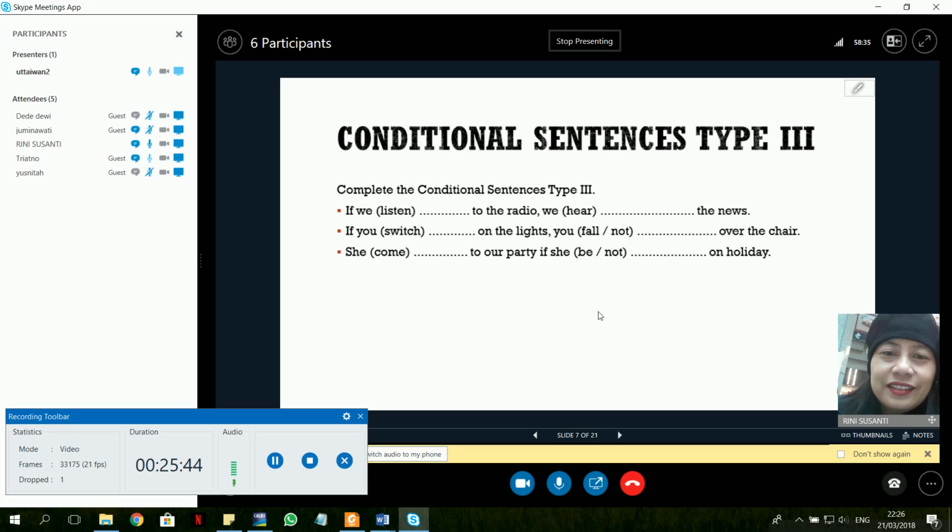Nggak pakai would lagi mbak, karena would-nya ada di depan. Jadi, she would have come to our party if she hadn't been on holiday. Jadi, saya diulang lagi. Okay, perfect. She would have come to our party if she had not been on holiday. Last one.